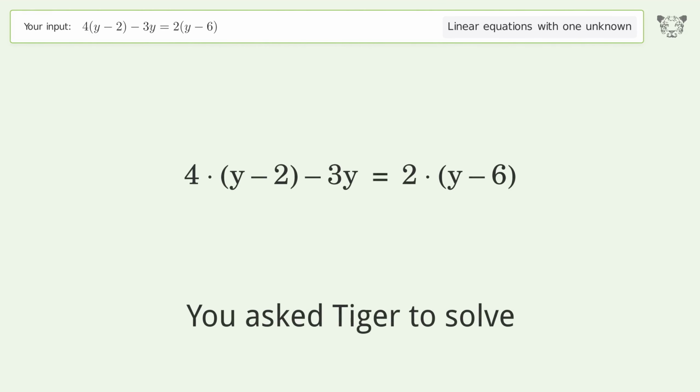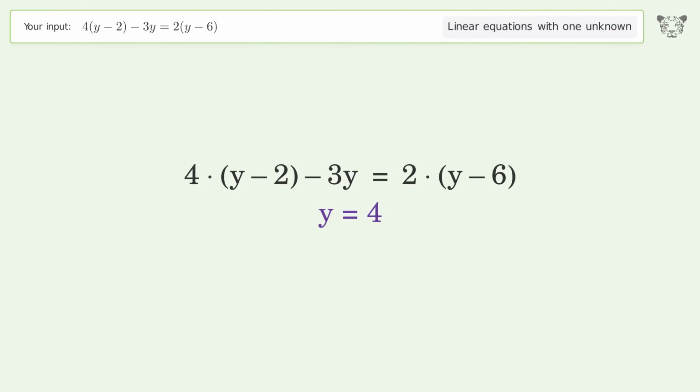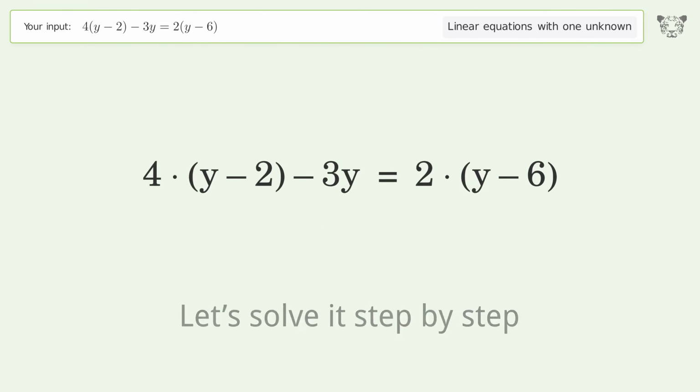You ask Tiger to solve this. It deals with linear equations with one unknown. The final result is y equals 4. Let's solve it step by step.